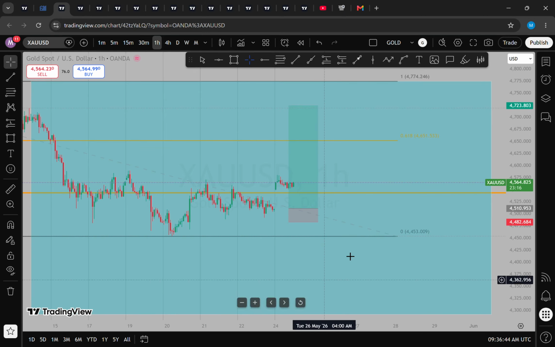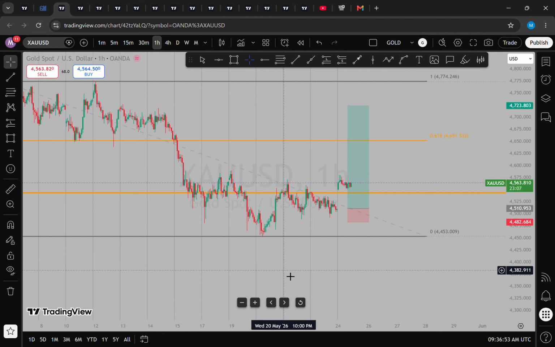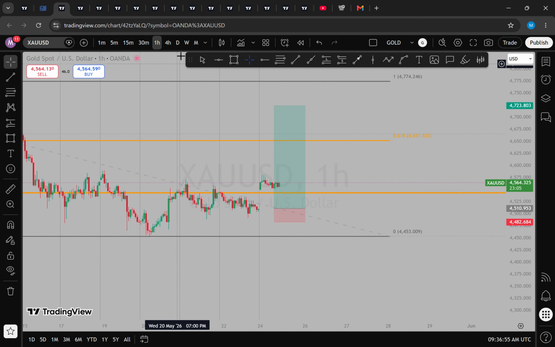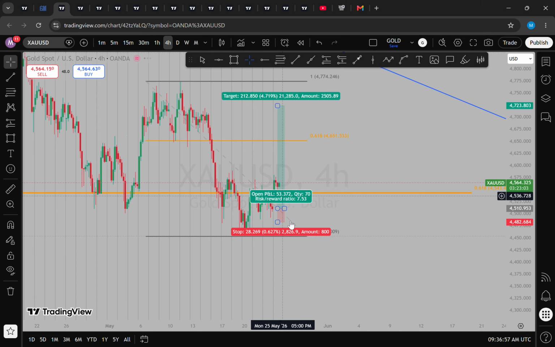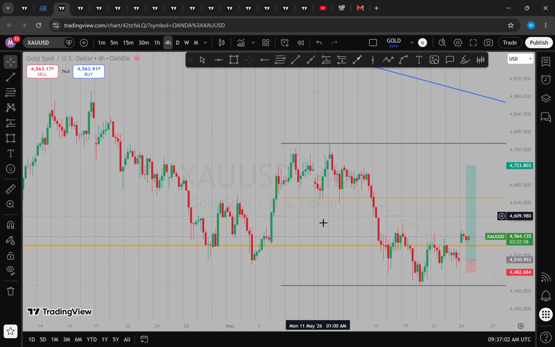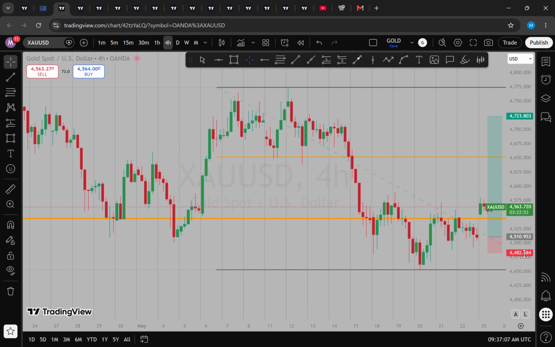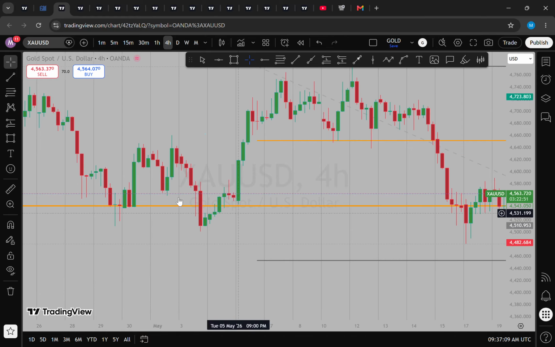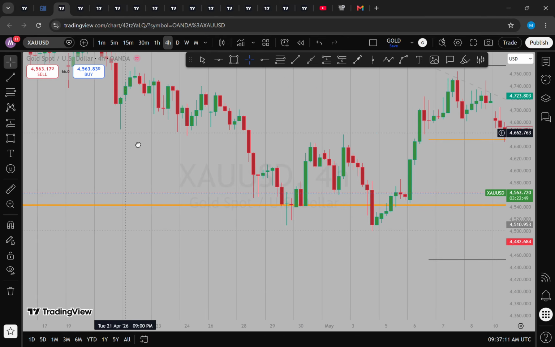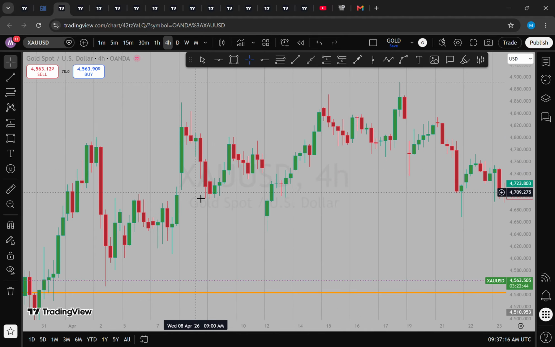Now we have the real chart here. This is good. So this is a 1 hour chart. Let's go to 4 hours now. Let me zoom in so that you can see clearly. Let's choose one or two candles for more explanation. I want to have a good candle.